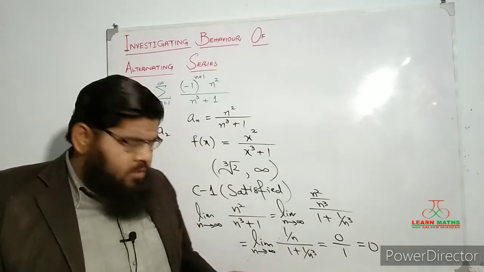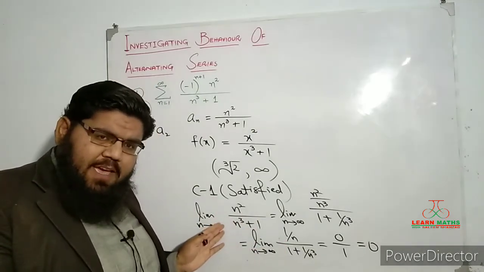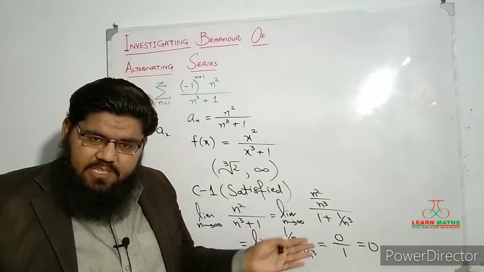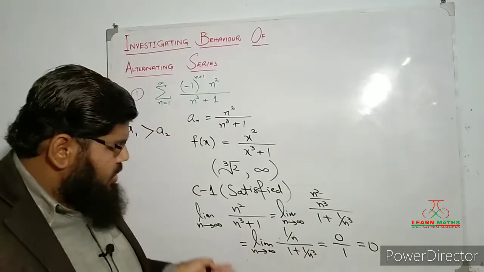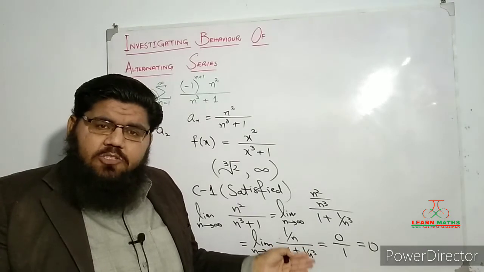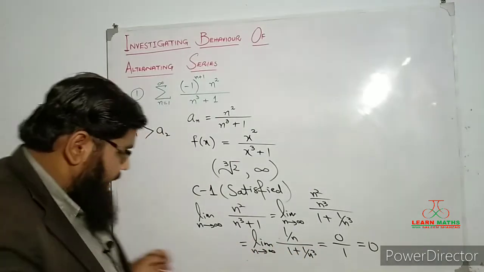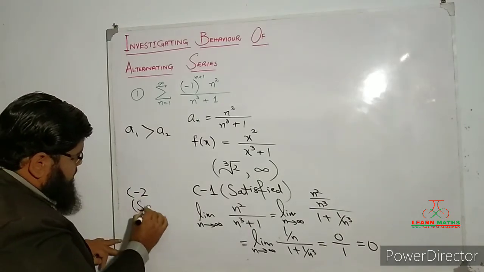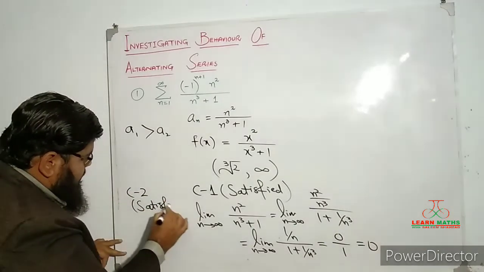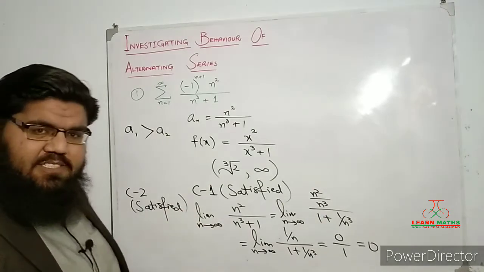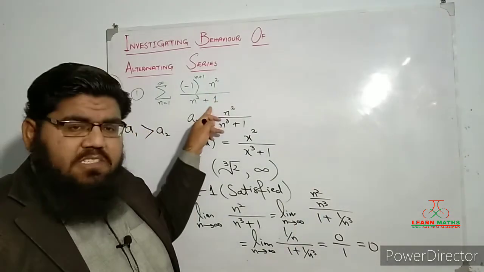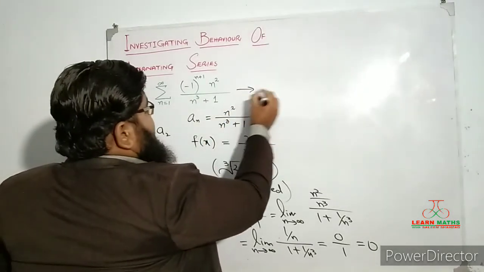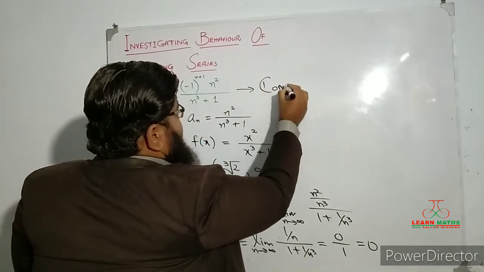So it's up to you whether you can compute from here or you want to perform these steps. That is totally up to your understanding. So condition 2 is also satisfied by this series. I can write simply that C2 is also satisfied. So both conditions of the alternating series test have been satisfied by this series. From there, finally we can conclude that this series is convergent.